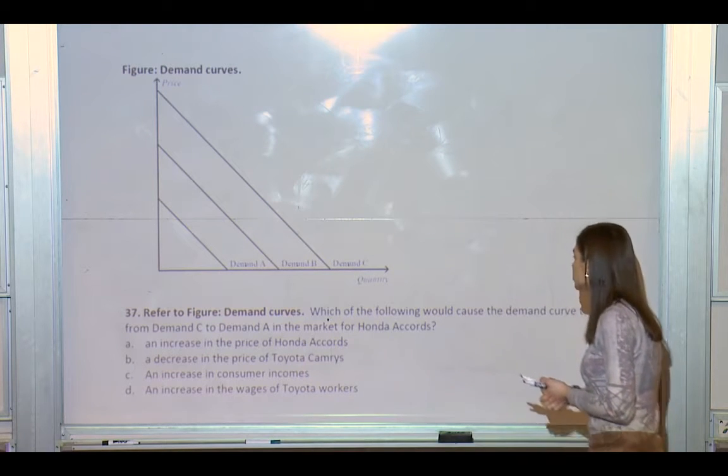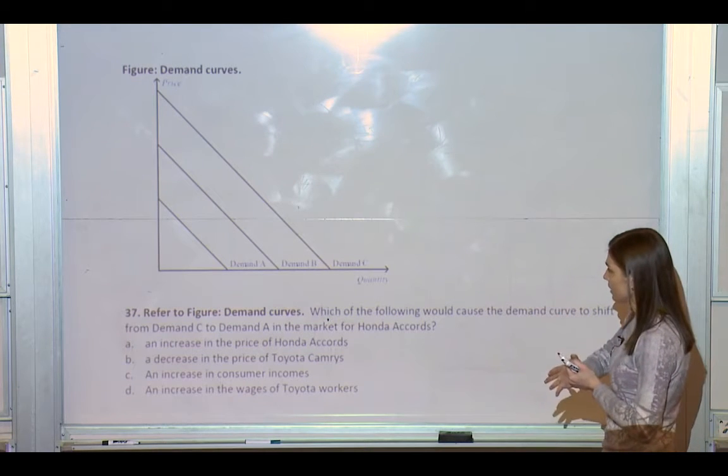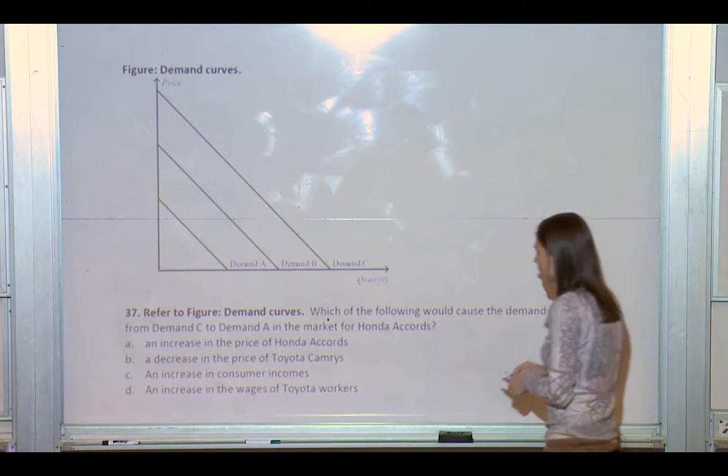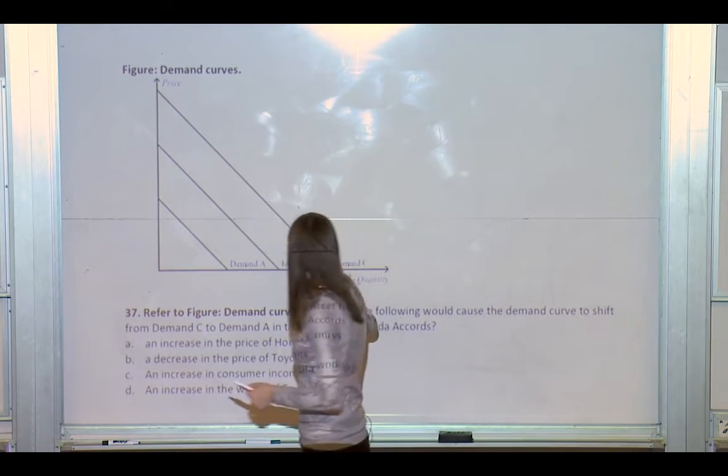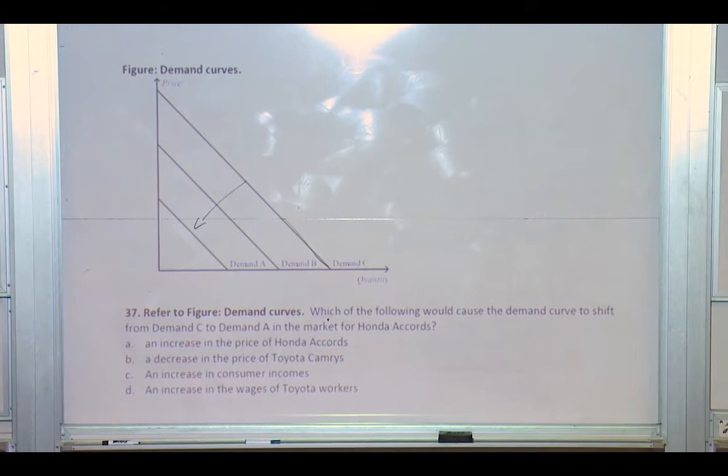All right. Which of the following would cause the demand curve to shift from demand C to demand A in the market for Honda Accords? So demand C is this one, the last one. What would cause a shift from here to there? I need a shift in the demand curve. Would an increase in the price of Honda Accords cause that? Right, this is the market for Honda. If the price goes up, would the demand curve shift? No. Right. Changes in price of this particular good are causing movements along the curve, right? Not shifts in the curve.